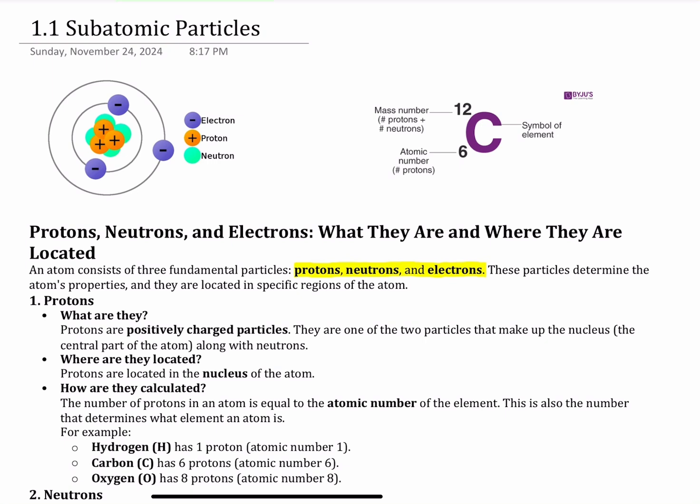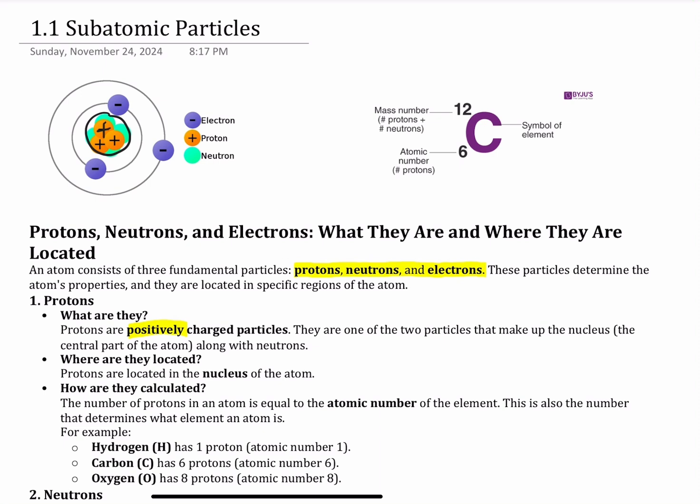Protons are positively charged particles. They are one of the two particles that make up the nucleus, the other one being neutrons. So, as you can see here, this is our nucleus, right in that center. And you see here that we have these positively charged particles. Those are our protons. The green part, those are the neutrons. It's also located in the nucleus.